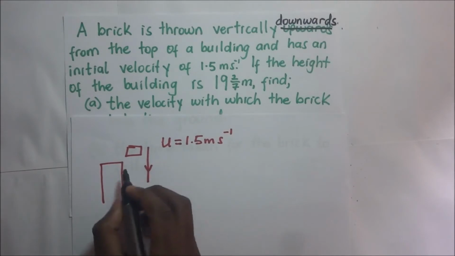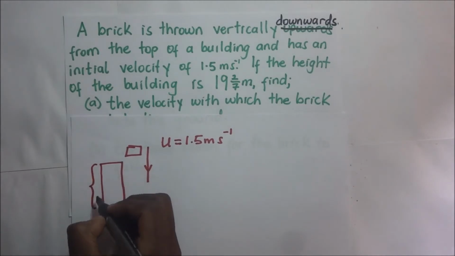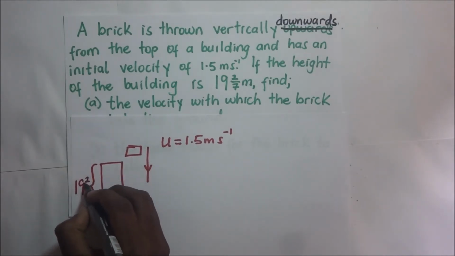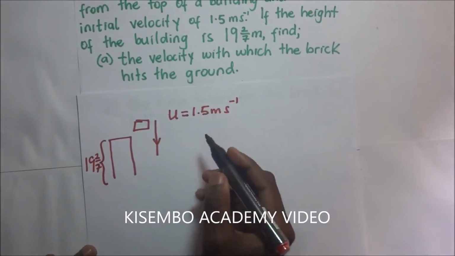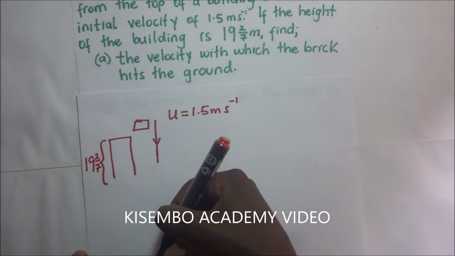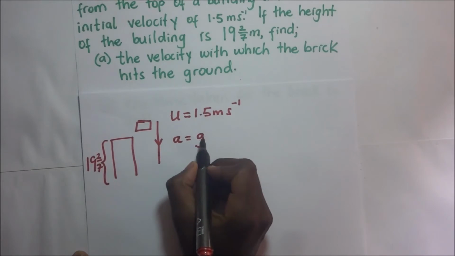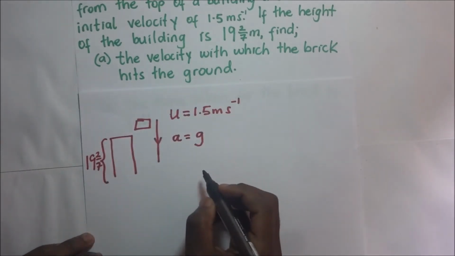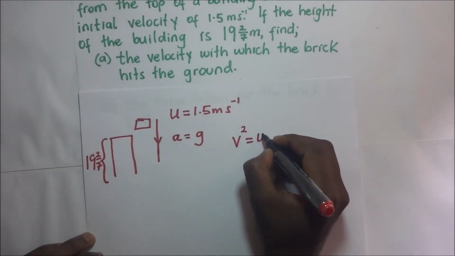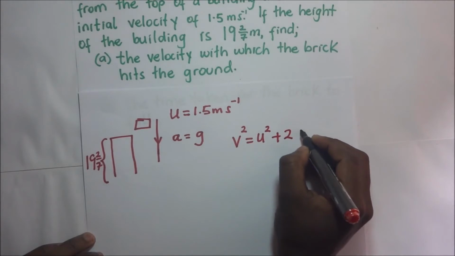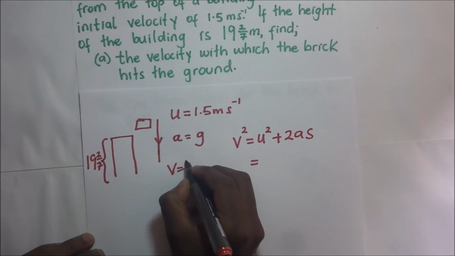If the height of the building is that, so meaning that as it's moving down, the height of this building is 19.27. Find the velocity with which the brick hits the ground. Now, of course, as it's moving downwards, it's moving towards the earth, so it means that the acceleration is g. It's positive gravity. So the velocity with which it hits the ground definitely is going to be equal to v squared is going to be equal to u squared plus 2as. So the final velocity with which it hits the ground is what we are looking for.